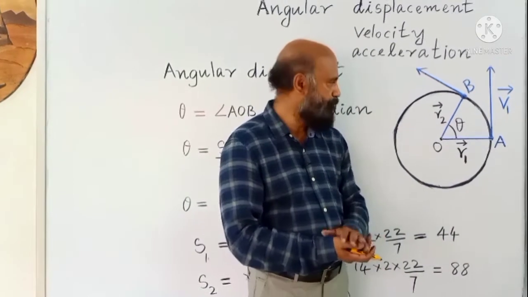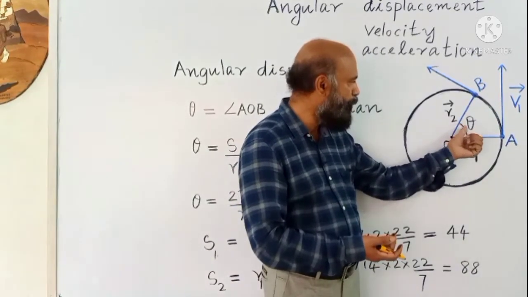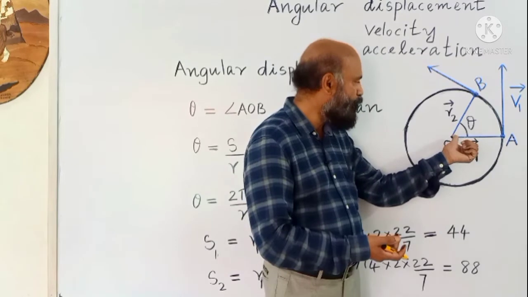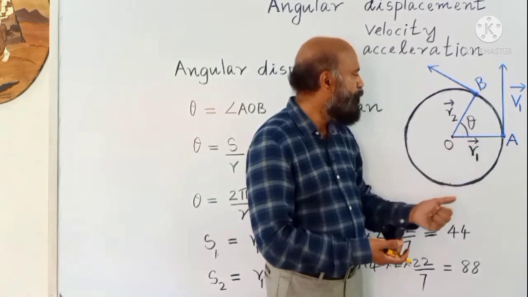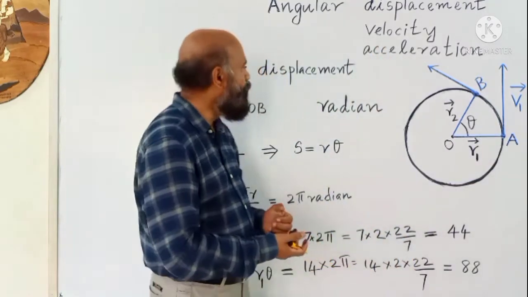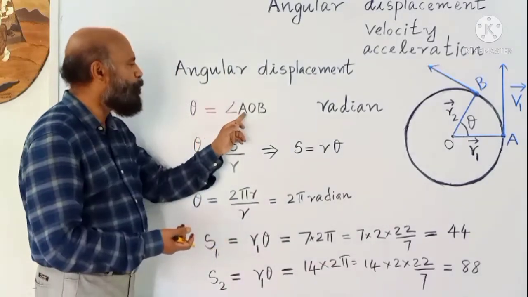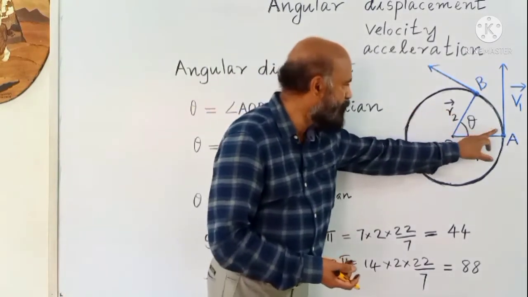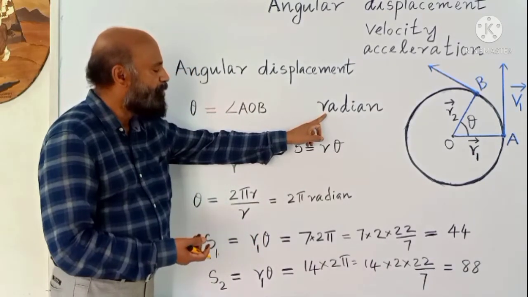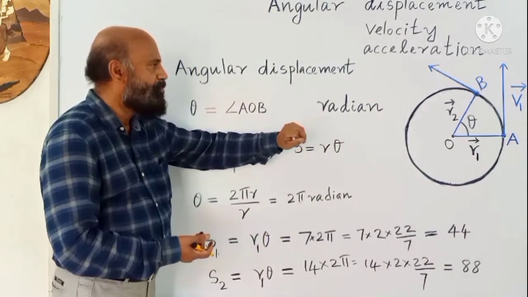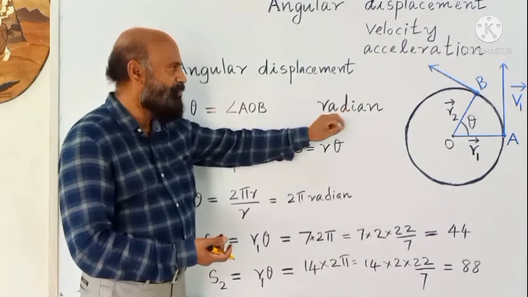So we can define angular displacement as the angle described by the particle about the axis of rotation or at the center. Now this angle theta is equal to angle AOB. Angle is measured in radian. The SI unit of angle is radian.